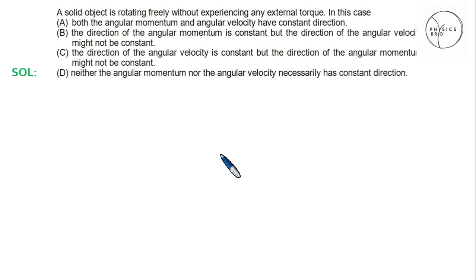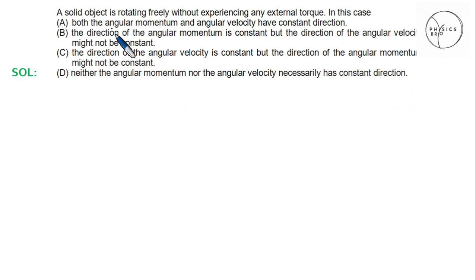Today's problem is: a solid object is rotating freely without experiencing any external torque. In this case, there are four options. Both the angular momentum and angular velocity have constant direction. The direction of the angular momentum is constant, but the direction of the angular velocity might not be constant. The direction of the angular velocity is constant, but the direction of the angular momentum might not be constant, and neither the angular momentum nor the angular velocity necessarily has constant direction.